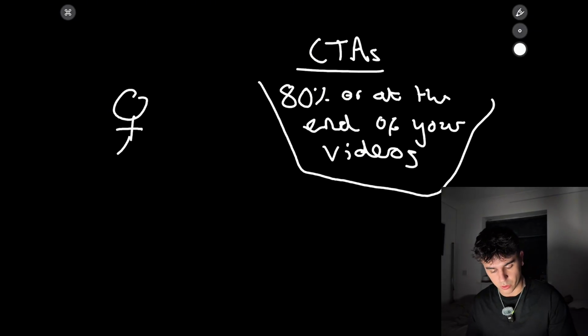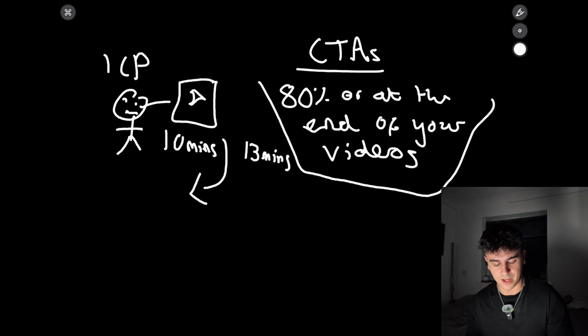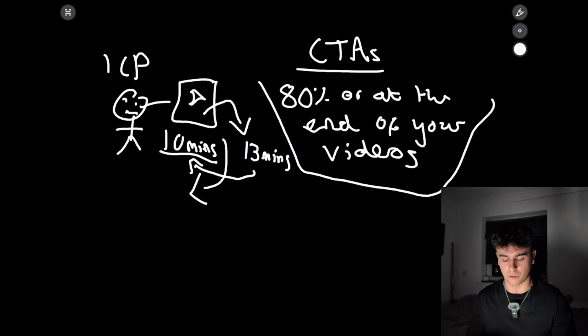So, say a viewer joins, even if it's ICP, and they're watching your video on YouTube. They're around 10 minutes in, but the video is 13 minutes. If you still haven't said your CTA and they leave that video, they've just got 10 minutes of value from you. They might have even been ready to buy, but you haven't guided them to the natural next step that they should have taken in time before they've clicked off that video.